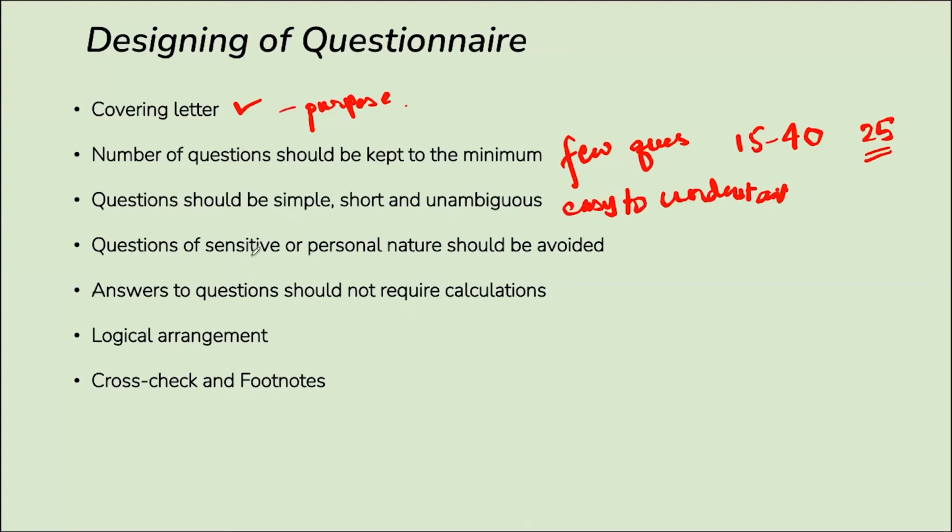Now, fourth, as I've already told you, questions of sensitive or personal nature should be avoided. The question should not be such that the respondent has to disclose any private, personal or confidential information, or any questions related to his income, sales, profit, marital happiness. They should be avoided because there are high chances they would not be answered correctly. Then, answers to questions should not require calculations. If there are any calculations involved, people will absolutely leave it. If they are not interested, they will not answer such types of questions. So they should not require calculations.